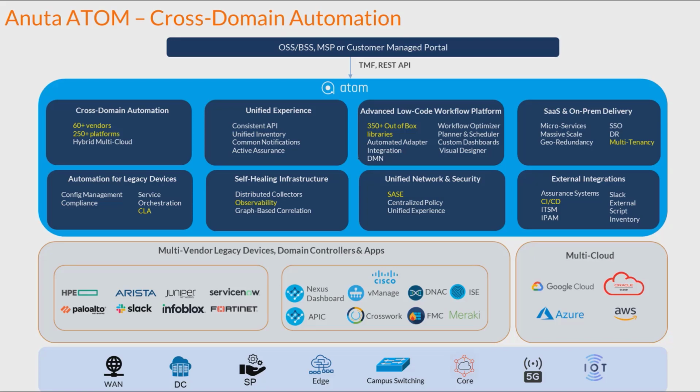Atom has an advanced low-code workflow platform with hundreds of out-of-box workflows and integrations. For devices that are not managed by any controllers, Atom provides complete lifecycle automation from day zero provisioning, config management, service orchestration, active assurance, and closed-loop automation. Atom is based on a microservices architecture with the flexibility to deploy on-prem or on-cloud. Atom supports 250-plus platforms from 60-plus vendors.